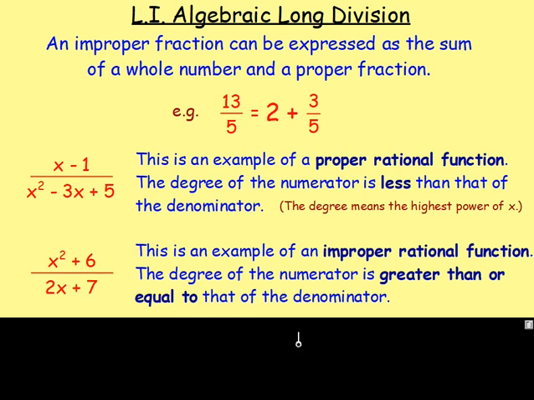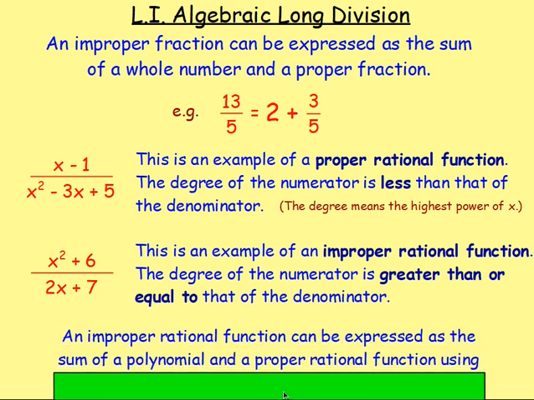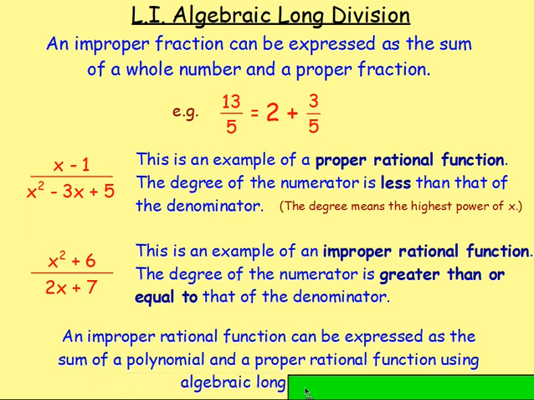What you can do with an improper rational function is express it as the sum of a polynomial and a proper rational function using something known as algebraic long division. How do you use algebraic long division? What is that? Well, we'll get onto that, but for algebraic long division, I like to think of my wee friend.